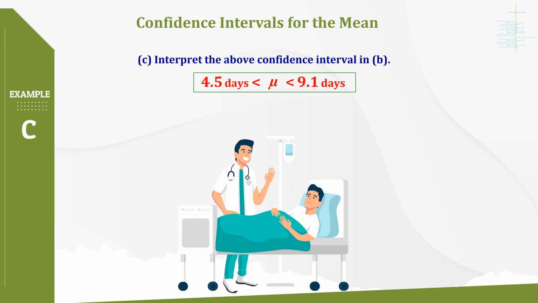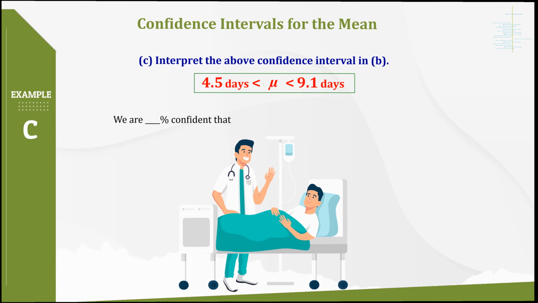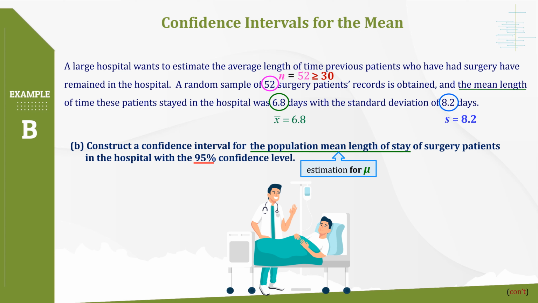Question C. Interpret the result in question B, focusing on the population mean mu. Start with a consistent phrase, we are some percent confident that, and go back to the question sentence to complete the interpretation. Here is the question B slide. Recall that we are looking for the 95% confidence interval for the population mean length of stay of surgery patients in the hospital. This part implies the population mean mu, not the average length of stay for just 52 patients. We simply copy this part to explain mu.